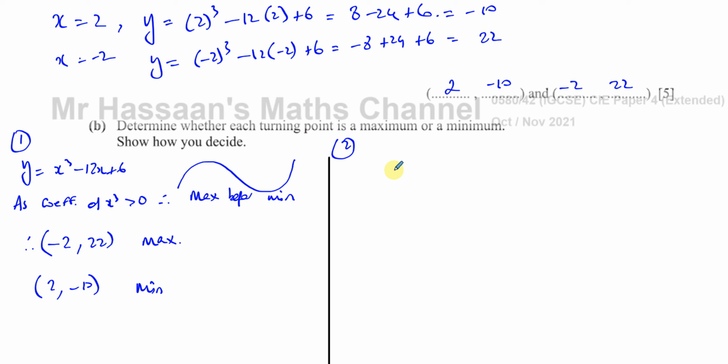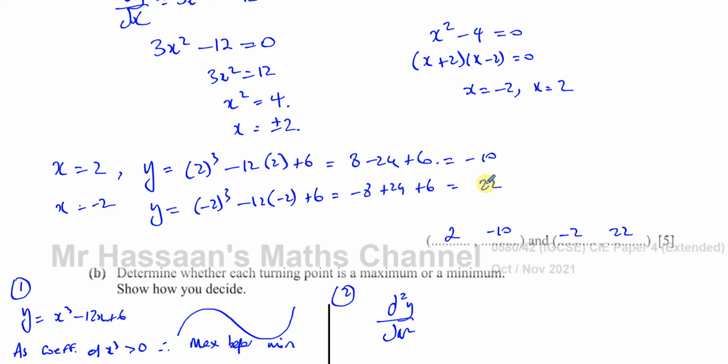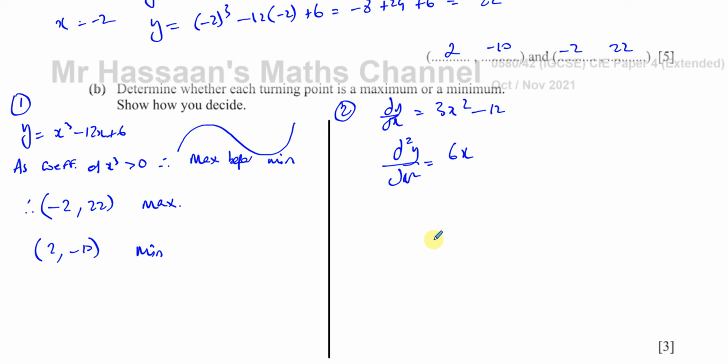Alternatively, we can find the second differential, which is d squared y over dx squared, which is how the gradient is changing. So you know dy dx is 3x squared minus 12. So the second differential, d squared y dx squared, is equal to 6x.